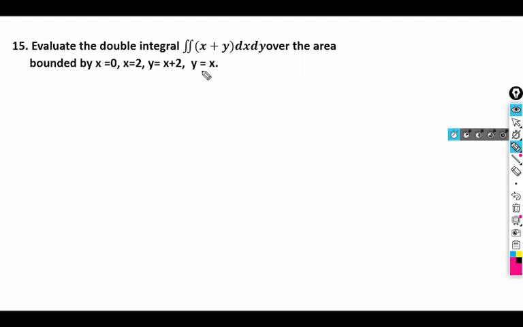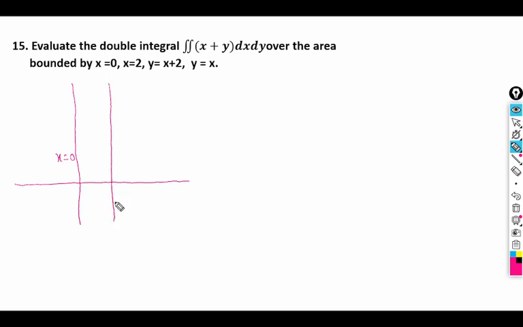vertical strip only. So the main thing, you have to draw these 4 straight lines here: x = 0, x = 2, y = x + 2 and y = x. To draw these straight lines, we take x = 0, which is the y axis. X = 2, let us take this as x = 2. Y = x, passing through the origin. If y = x and this is x = 2, then this point is (2, 2).